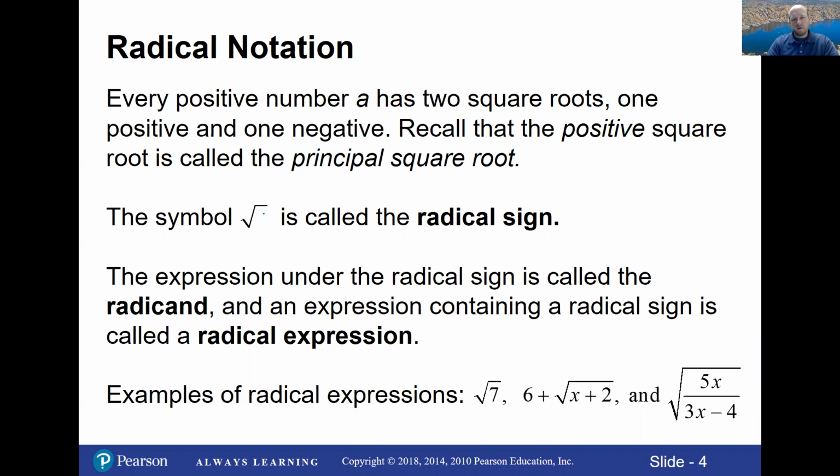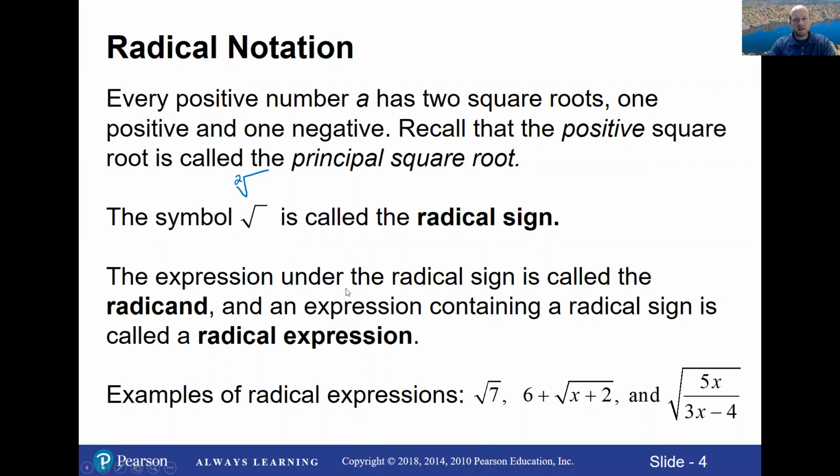The symbol for a square root is actually called the radical sign. And it's assumed, if it's like this, that it's really like this, where we have a 2 there for the square root. If we have a cube root, this will be a 3. Fourth root, this will be a 4, etc.